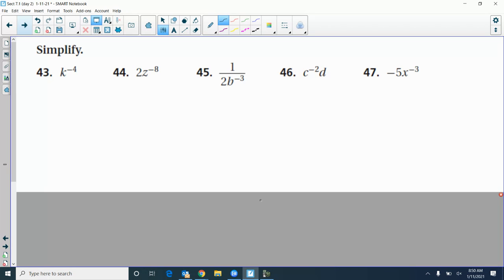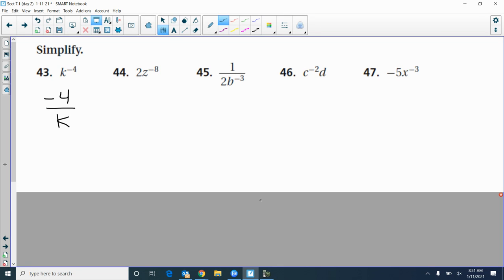Now let's start throwing in some variables. All right, so take a look at 43. It's right up here if you haven't seen it. Here's your goal. In your final answer, you cannot have a negative exponent. You cannot have a 0 exponent. So k to the negative 4th. Josh, how would I write that to be correct? Negative 4 over k. Like this?